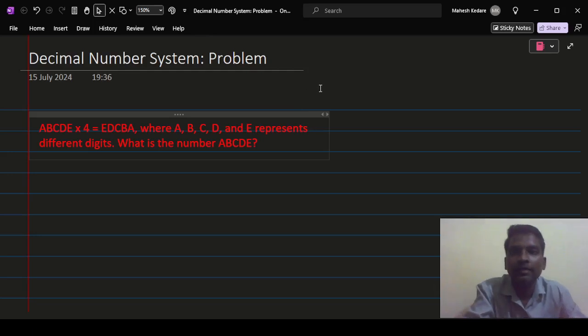Hi, this problem is basically about the decimal number system. We have a 5-digit number A, B, C, D, E, and it is multiplied by 4, giving another 5-digit number, but the digits are in reverse order. A, B, C, D, E represent the 5 digits of a number, and E, D, C, B, A represent the same digits in the reverse order.